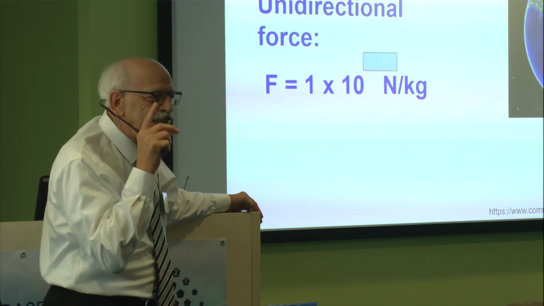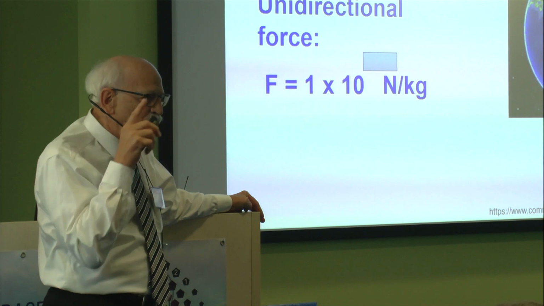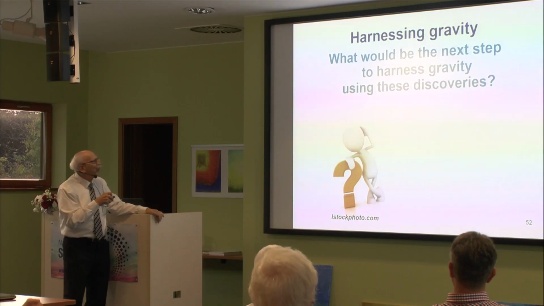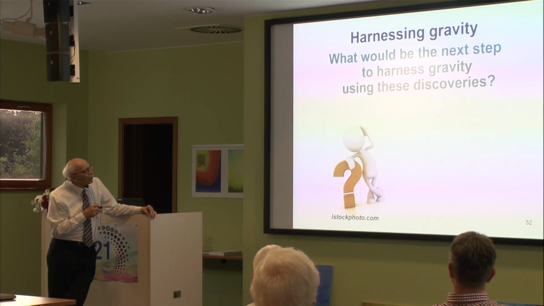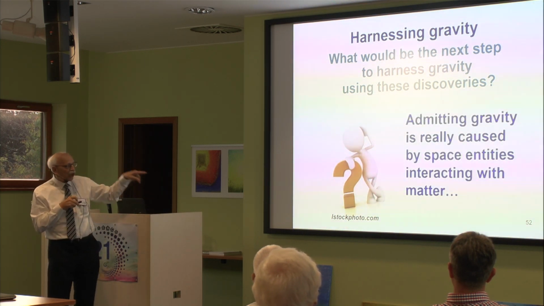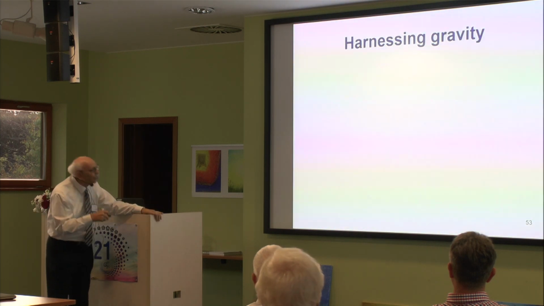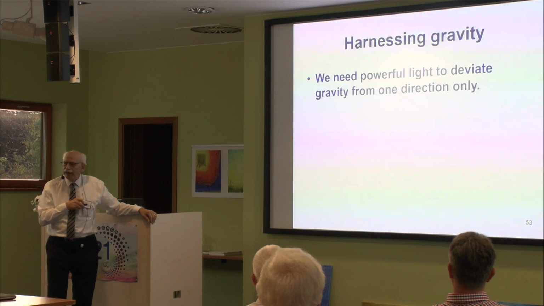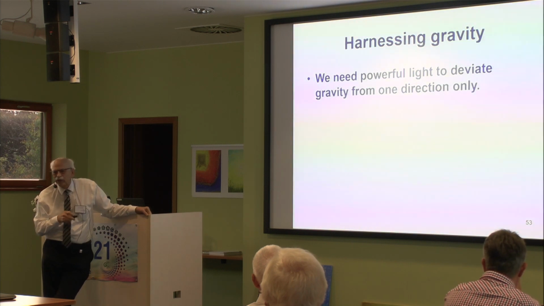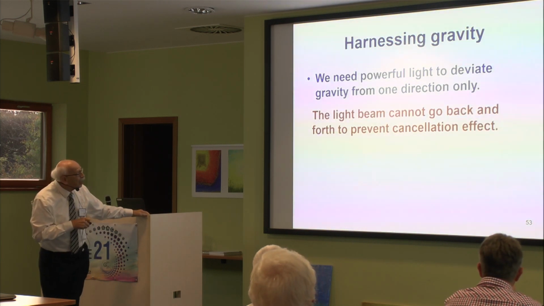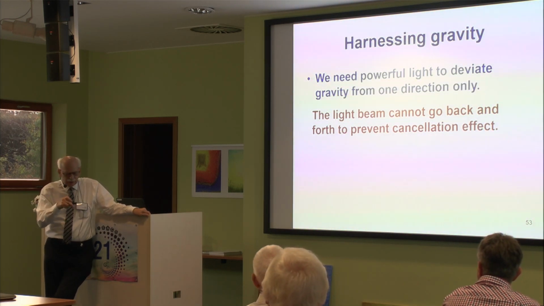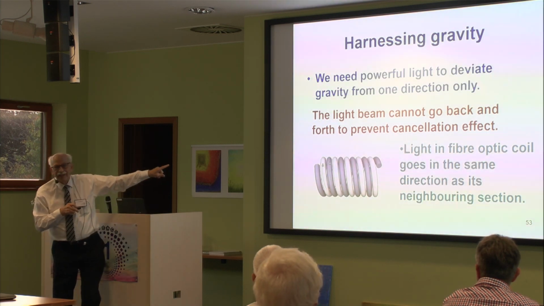That is why it is possible to build a generator using horizontal gravity. You see why I want to come to this. Harnessing gravity: what would be the next step? Look at all the discoveries I've made. Admitting gravity is caused by space entity interacting with matter, then we need a powerful light. The strongest I tried was a 3 watt laser. It's not very strong. The light beam cannot go back and forth; I tried with mirrors to have the light going around, no good.